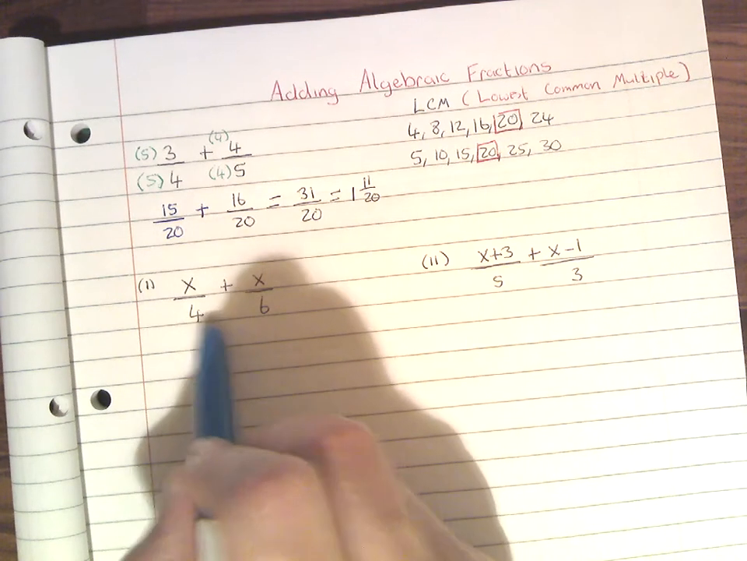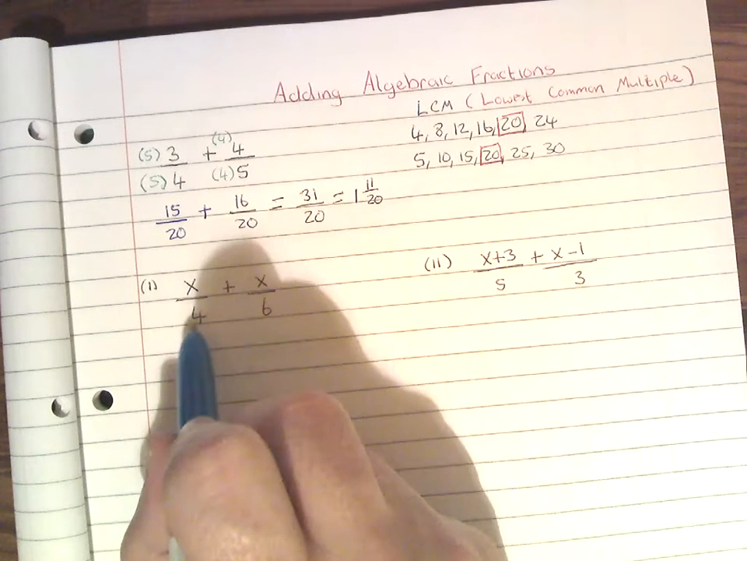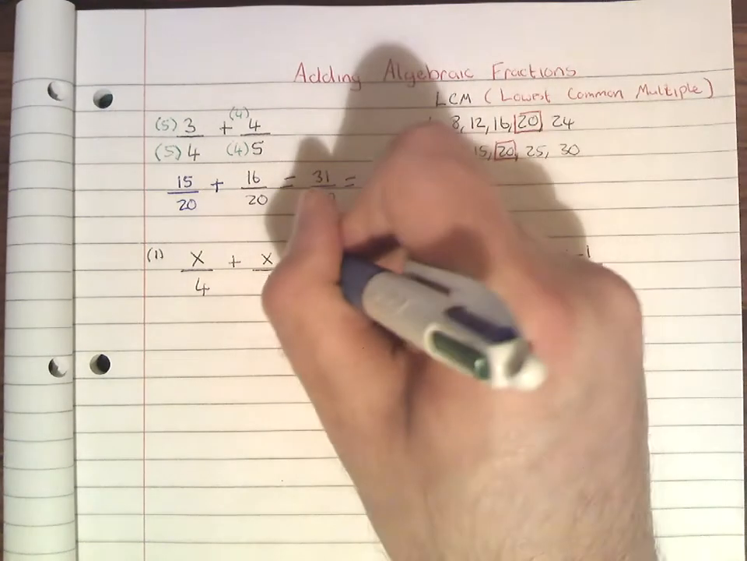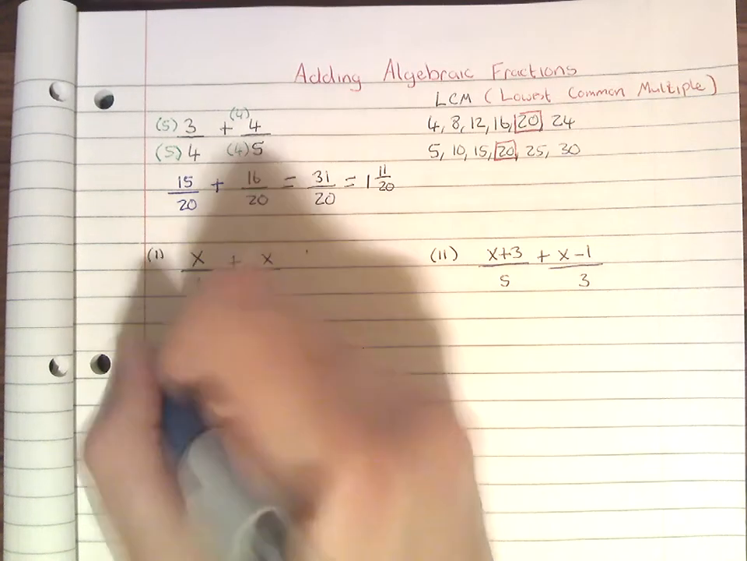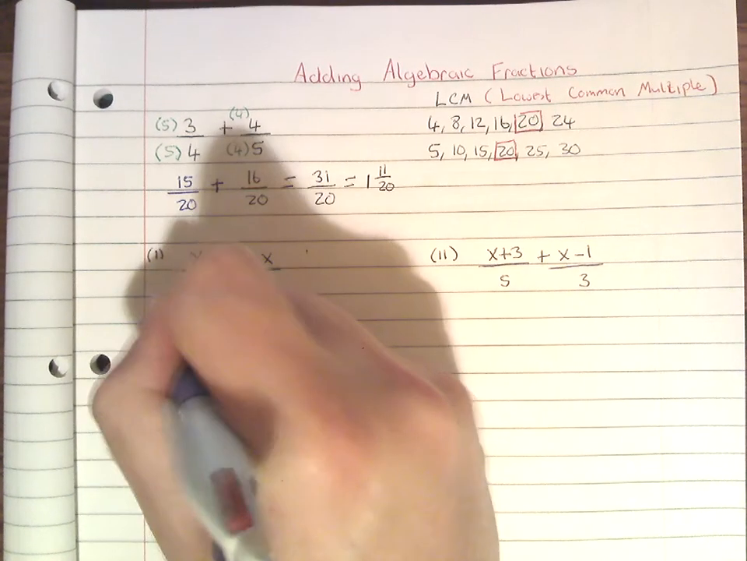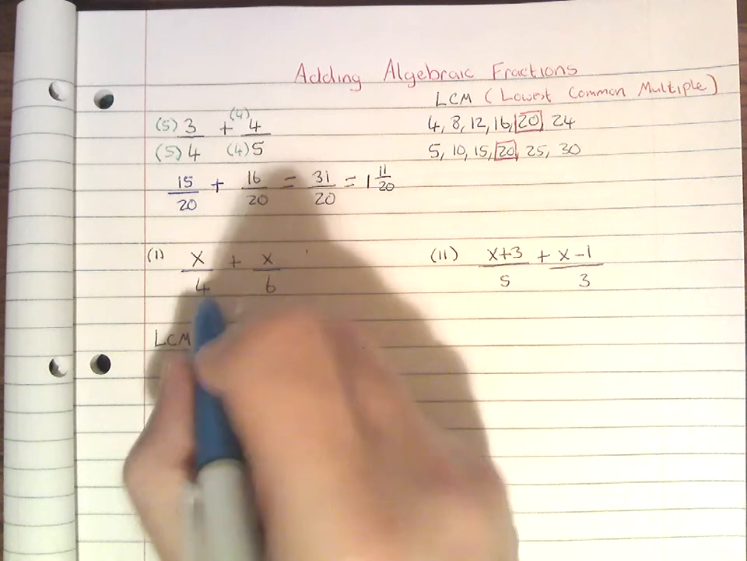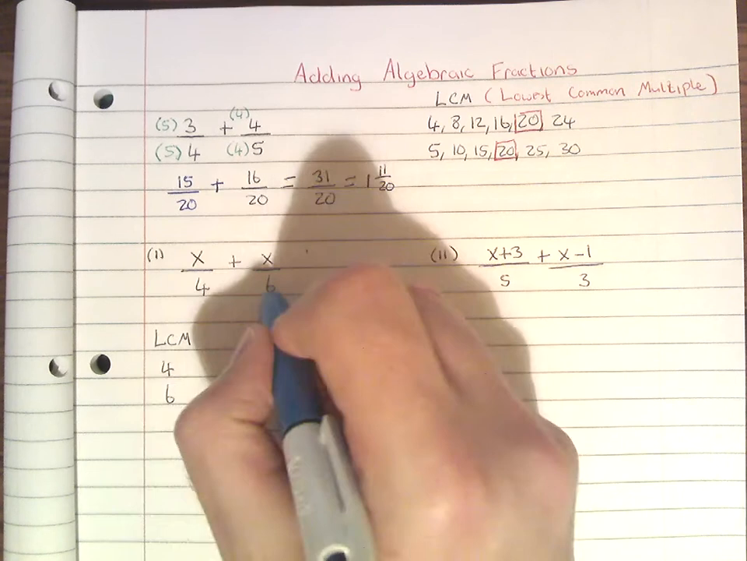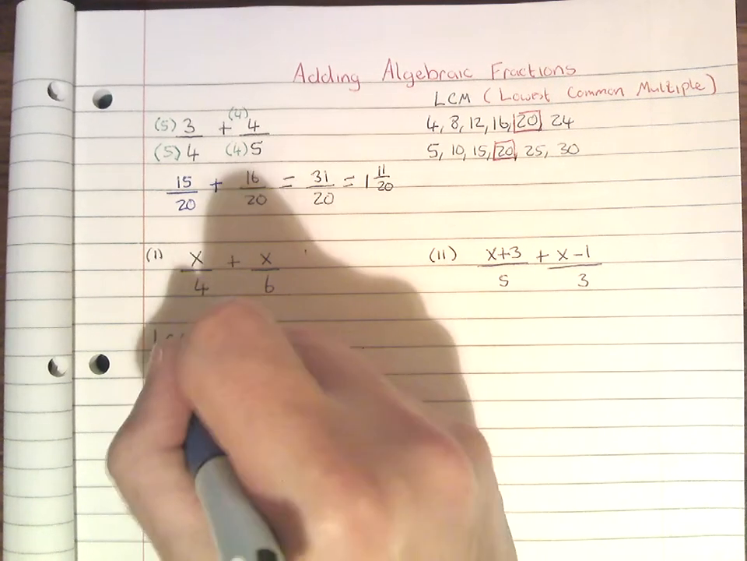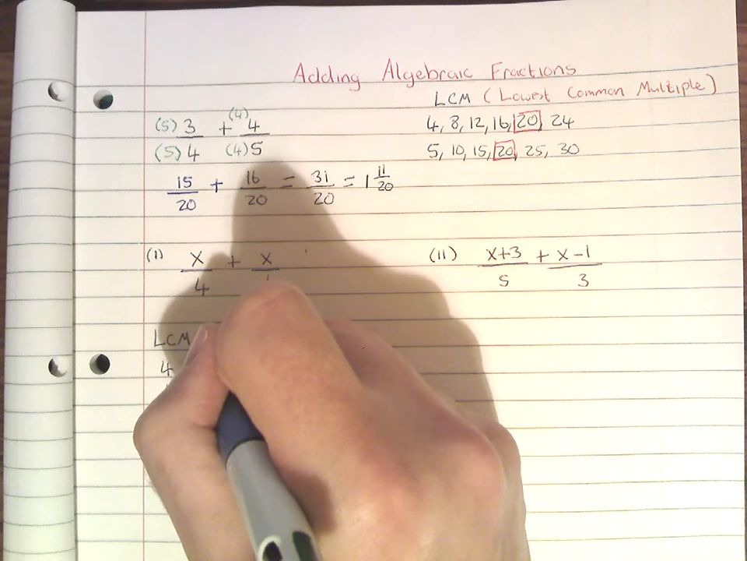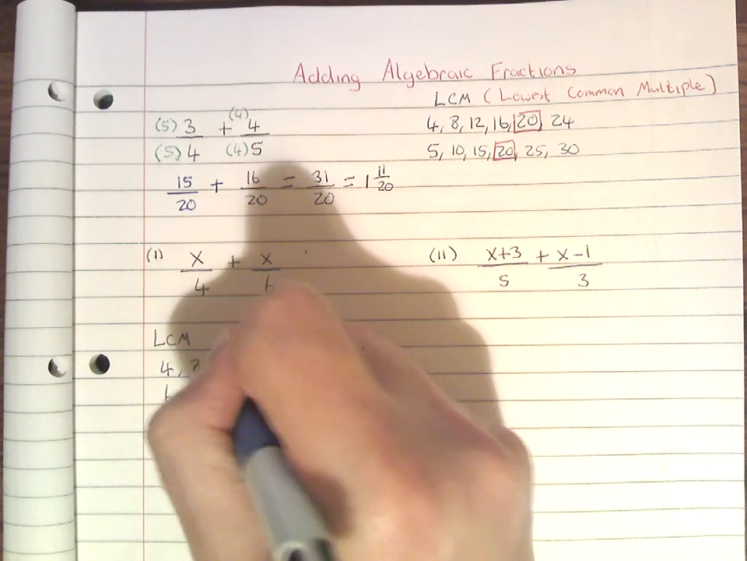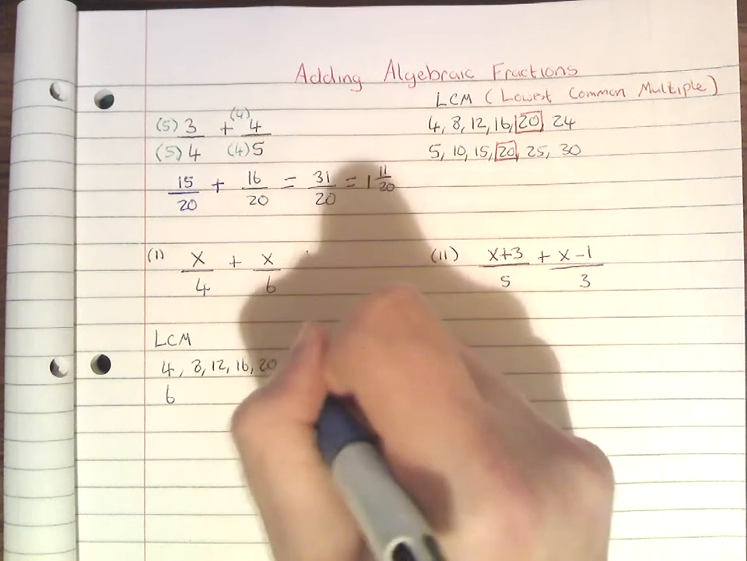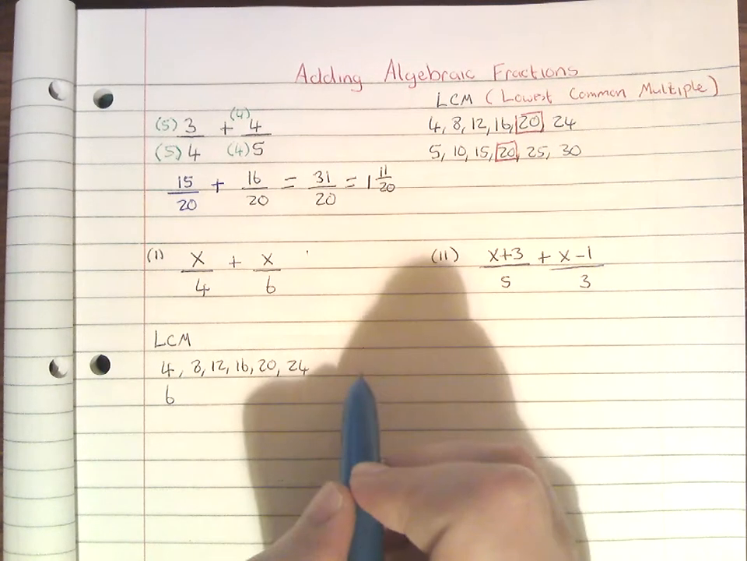So the first thing we need to do is get the lowest common multiple for the two denominators here. So we can write this down here. The lowest common multiple for 4, which is this number, and for 6, which is this number. So the multiples of 4 are 4, 8, 12, 16, 20, 24. Okay, and it goes on and on.